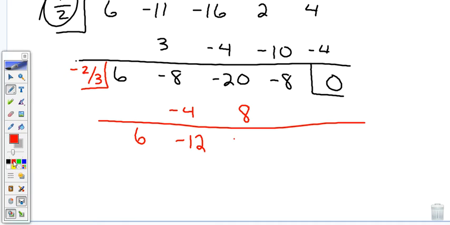Okay, so this will be negative 12 again, you said? Negative 12 times negative 2/3, we just found out, was 8. What do I get for a remainder here, kids?